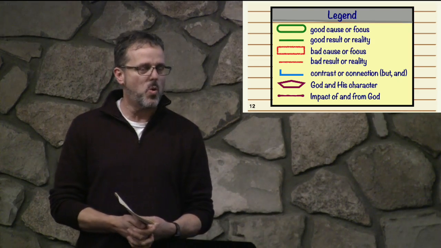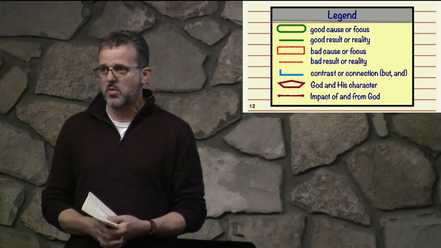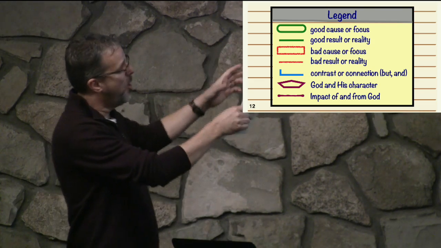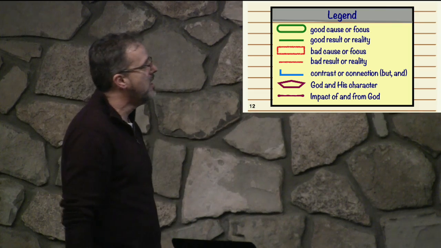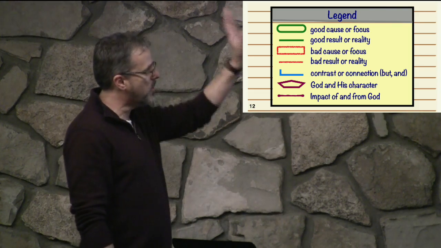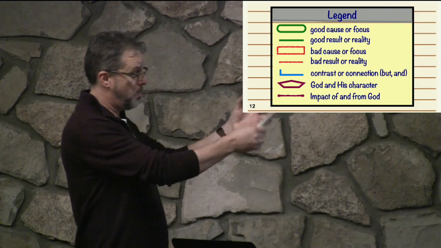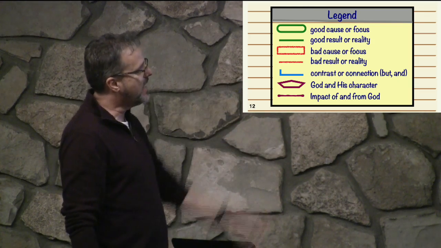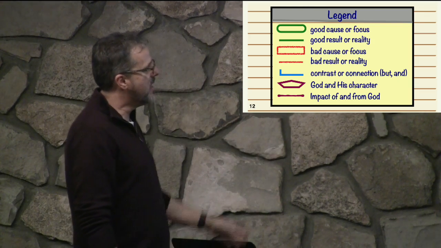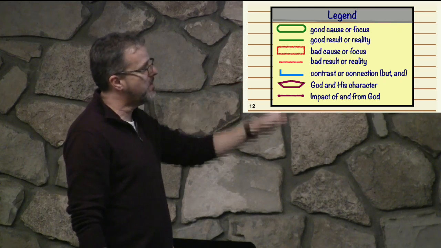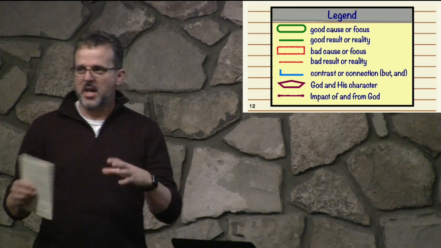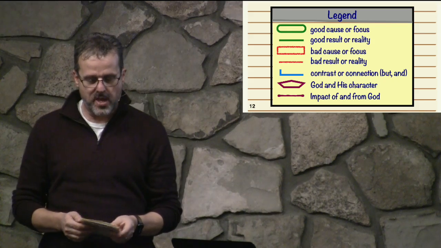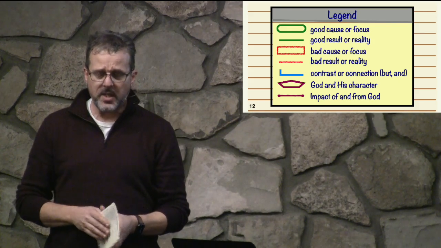For you tracking with me, just a reminder: I'll use a green circle for the main cause or focus, and a green line for the result. We use a red box for something that's bad, its focus, and then the result in a line. We'll use a little blue line for the connecting word, and if it's a statement of God's character, we'll use purple and a different shape. All of that is so that you'll see it.